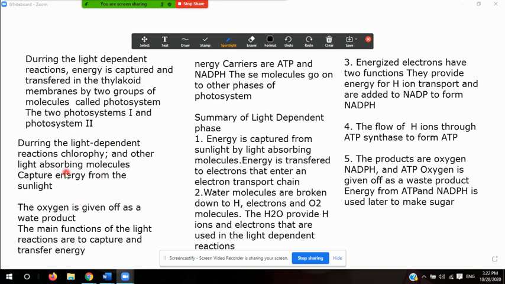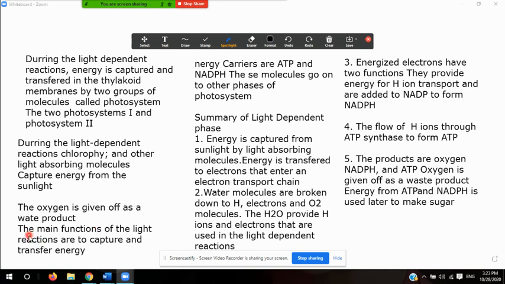Also, during the light dependent reactions, chlorophyll and other light absorbing molecules capture energy from the sunlight, which we've already established, and oxygen is given off as a waste product. So the oxygen that we breathe is pretty much a byproduct of the light dependent reactions in photosynthesis. Of course, this is one of the reasons why photosynthesis is so important, although we are going to mention some of those a little bit later on.